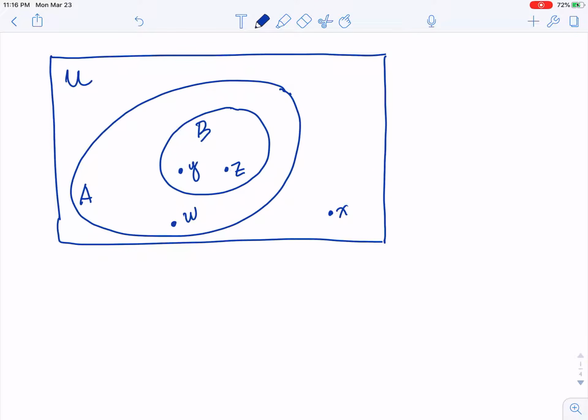And sabi ko sa inyo, the universal set is usually represented by a rectangle, no? So dito meron tayong universal set U, no? So we have the universal set U. Okay? Yung mga points na yan ay representation ng elements, no? So yung elements ng U ay W, X, Y, and Z. So yung mga dots na yan ay elements.